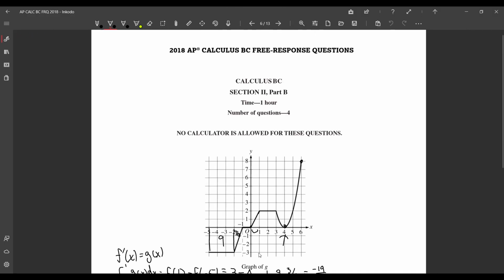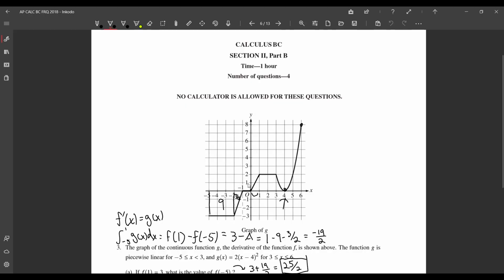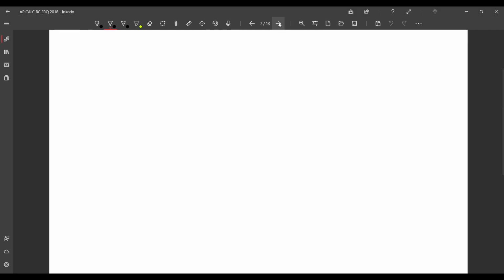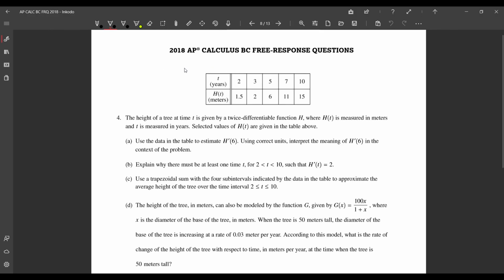Okay, unless, yeah, I'm just gonna stick with that. That's my belief in the word inflection point.